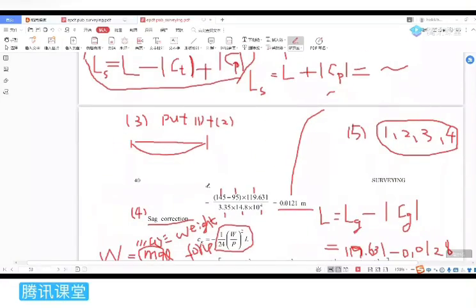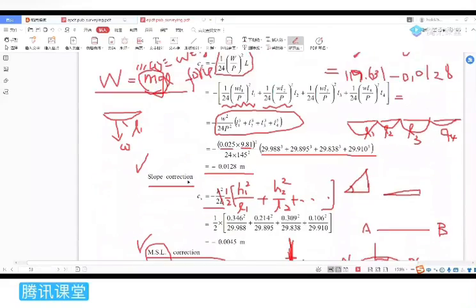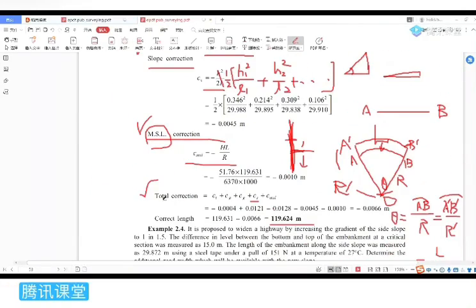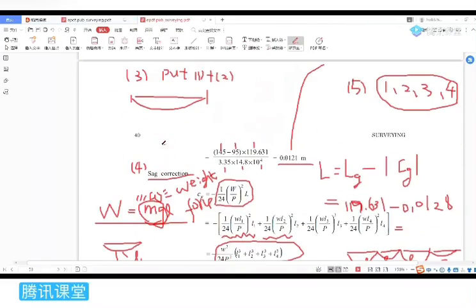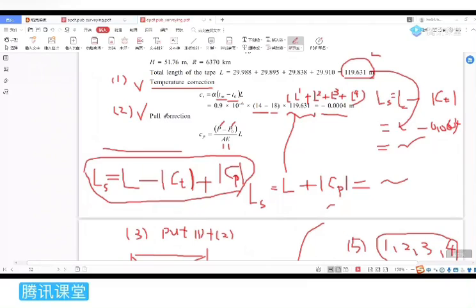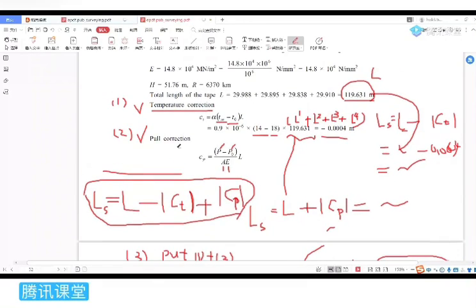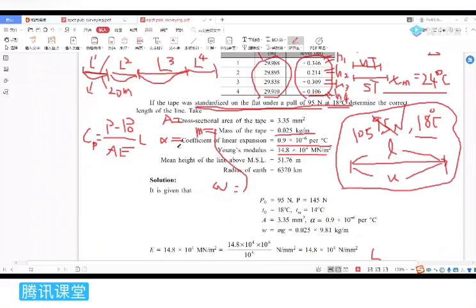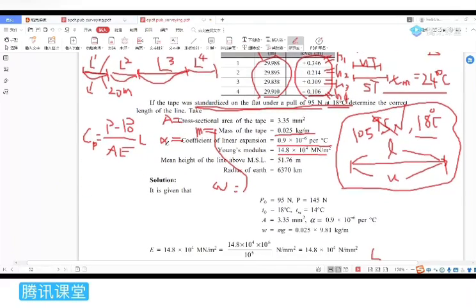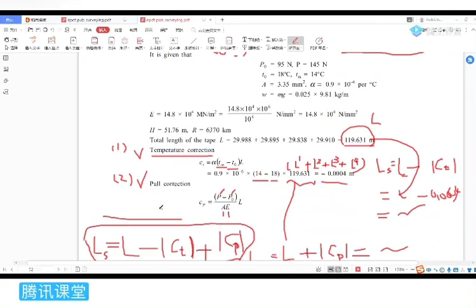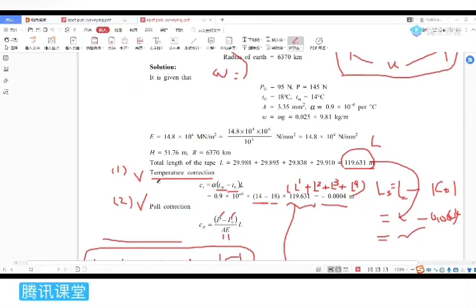So all you know, you pretty much have five corrections: temperature, pull, force, sag, slope, and MSL, the mean sea level. So we have five corrections for what? For the tape, mainly for the tape. If you want to reduce this error, you better choose a day with a temperature very close to the standard and reduce it. It doesn't matter if you can do the correction, but it won't be precise.